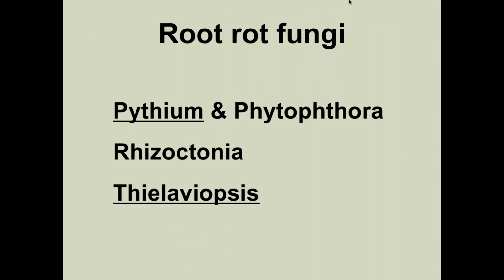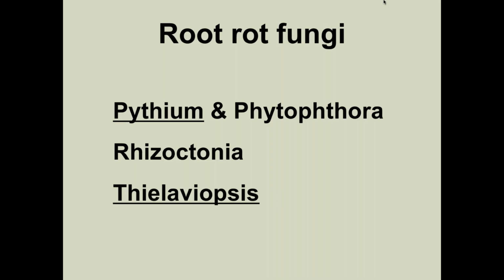So moving into some root rot fungi, Pythium and Phytophthora, Rhizoctonia, Thielaviopsis, they are all root rot pathogens. The Pythium and Phytophthora are what we commonly refer to as water molds. They are favored a little bit by wet conditions and actually have a swimming spore stage. I'm going to concentrate on Pythium out of those. It's more common, although Phytophthora can be more devastating, but Pythium is a much more common problem.